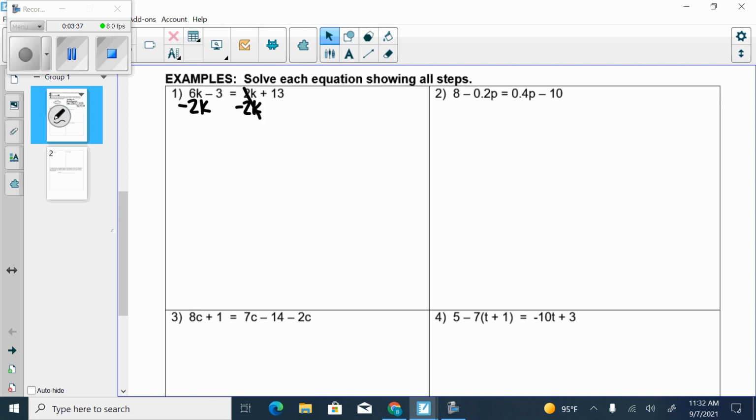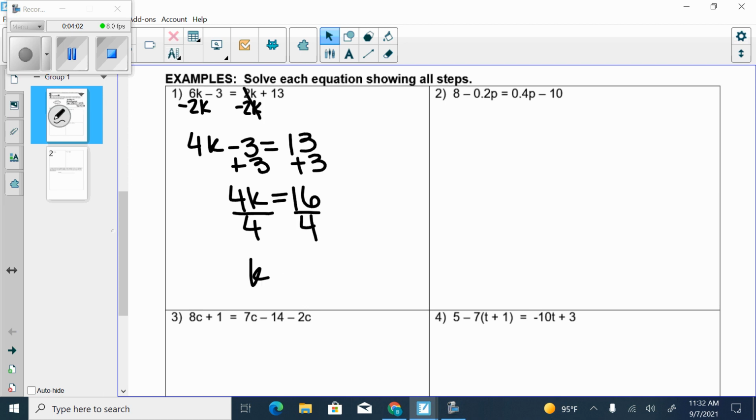All right, so 6K minus 2K would leave us with 4K minus 3 equals 13. Very good. And 13 plus 3 is going to give us 16, and what would my last step be? Divide by 4. So what is K? Very good.